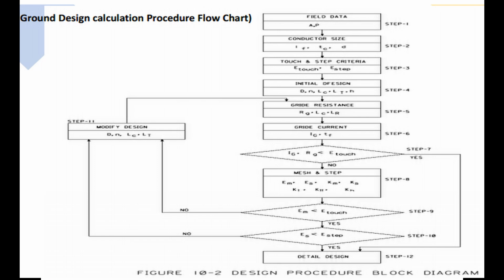If any criteria are not met, Step 11 requires modifying the design parameters like D, N, LC, and LT, leading to an iterative process. Finally, if all safety criteria are satisfied, the process concludes with Step 12, the detailed design.